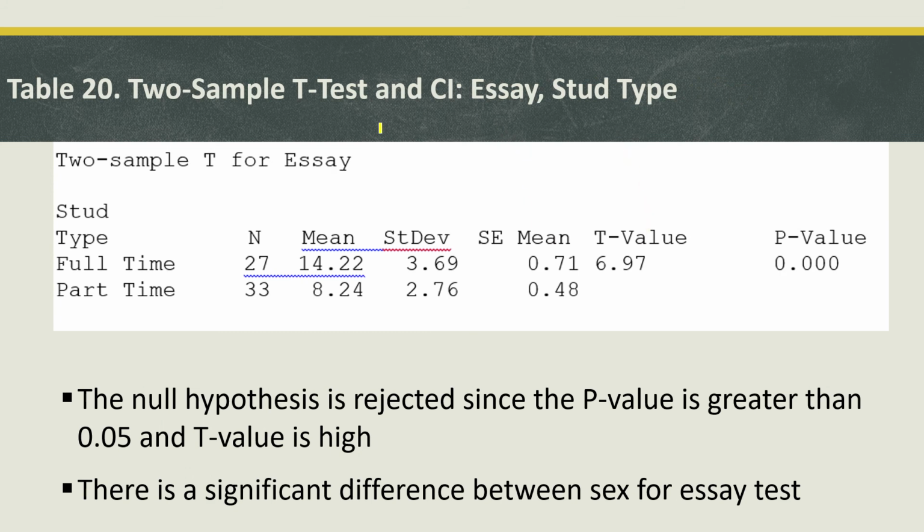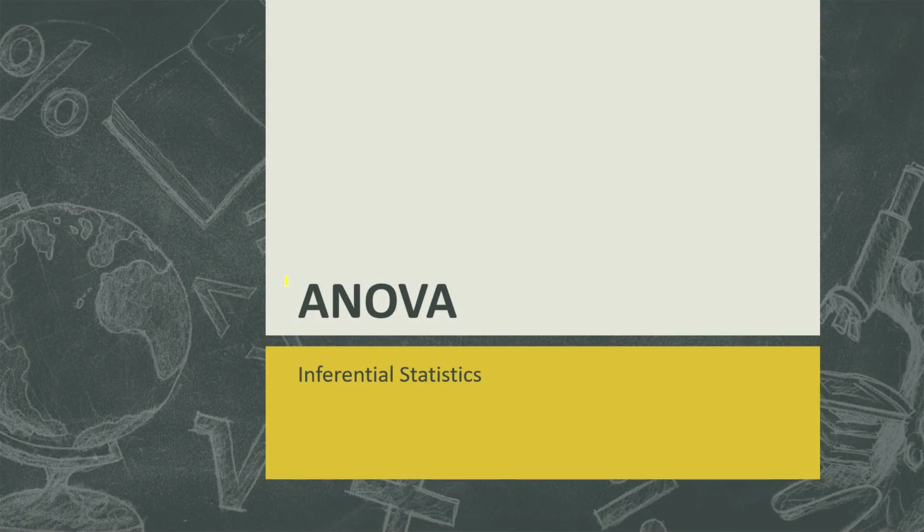Next, for the essay, as you can see, the value is 0.00, which is very significant. The null hypothesis is rejected and the t-value is really high. It's very high compared to the other t-values. The full-time students got very high mean scores than the part-time students, although there is a high standard deviation, the mean score is really high compared to those who are only part-time students. That's it for the t-test.